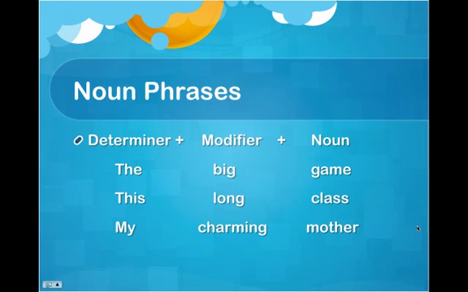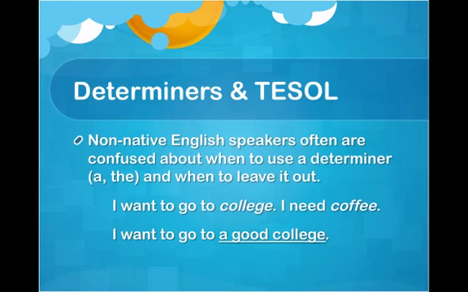There's always those personal pronouns, my charming mother. One of the things you often encounter when you are teaching English to students for whom English is not their first language, your ESL, your ELL learners, is that English is not always consistent about determiner use, especially in the middle of a sentence. When do you use a or the, and when do you leave it out?